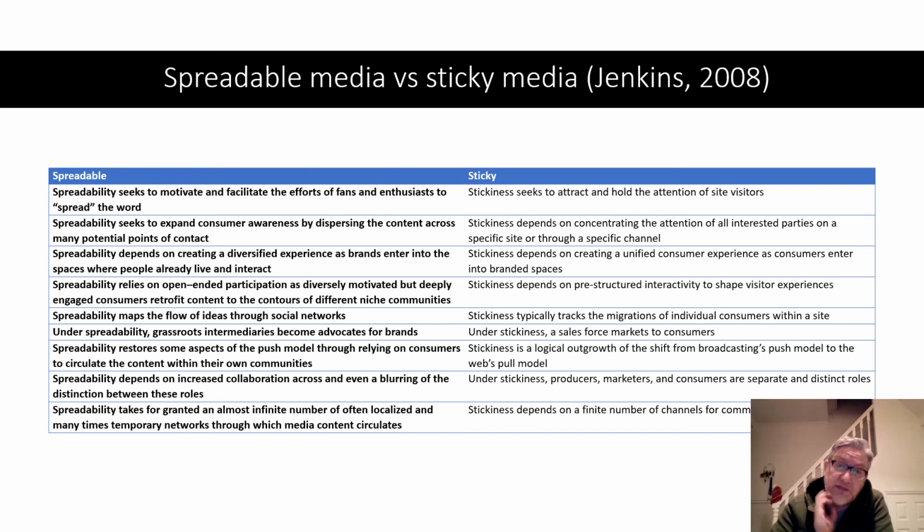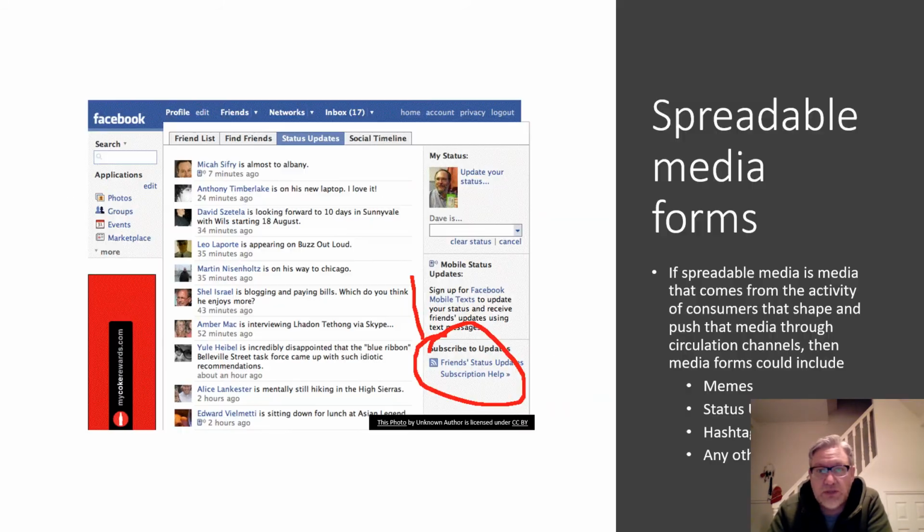Jenkins defines different kinds of media, so spreadable media versus sticky media. Spreadable media seeks to motivate and facilitate the efforts of fans and enthusiasts to spread the word, for example, whereas sticky media is all about holding attention and so on. It's not quite as simple to say that sticky media is traditional non-digital, non-social media, because there's some social media which would be sticky as well. But really what he's doing here is trying to argue that spreadable media itself is a better form of media and more empowering for us as media users.